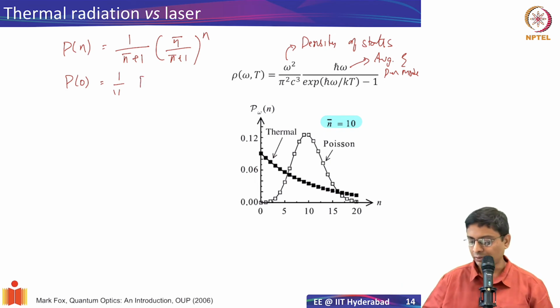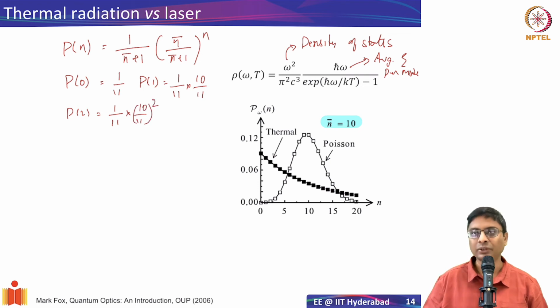So the probability of finding 1 photon is going to be 1 over 11 into 10 by 11. The probability of finding 2 photons is going to be 1 over 11 into 10 by 11 whole square, and so on. So basically what you will see is this expression here, this graph here, wherein as the number of photons increases, the probability reduces. At 0 photons you have the maximum intensity.